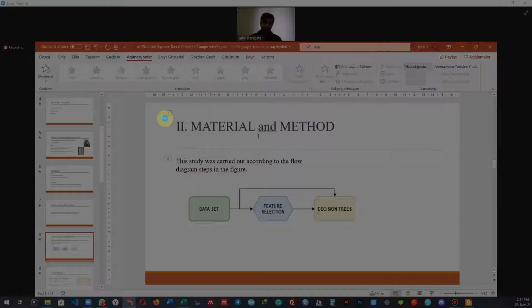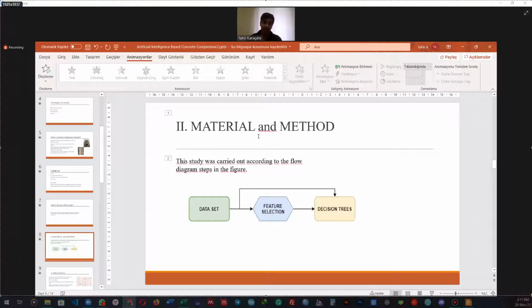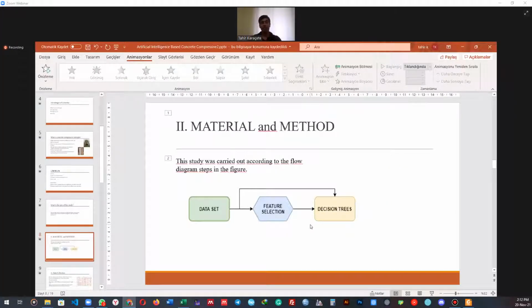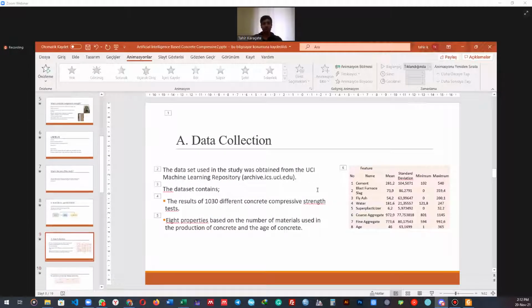Material and method. The study was carried out according to the flow diagram steps in the figure, and the effect of the parameters on the concrete compressive strength was examined. Using a feature selection algorithm such as correlation, the most effective ones were selected. After the feature selection, rule-based models were created with the help of decision trees to estimate concrete compressive strength over the selected features.